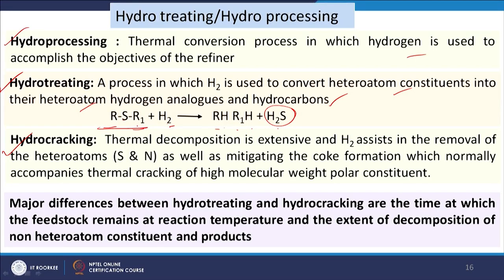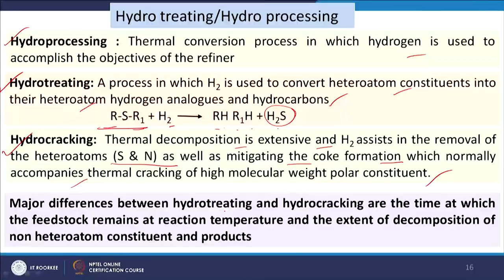And hydrocracking is a thermal decomposition which is extensive, and hydrogen assists in the removal of the heteroatoms as well as mitigating the coke formation which normally accompanies thermal cracking of high molecular weight polar constituents. If we go for thermal cracking, there is coke formation on the catalyst, but if we use hydrocracking, coke formation will be reduced, because those will be converted by the addition of hydrogen. So, coke will not be deposited. That is hydrocracking. Hydrocracking will break the bigger molecules and convert them into lower hydrocarbons rather than deposition of coke, unlike the thermal cracking process.